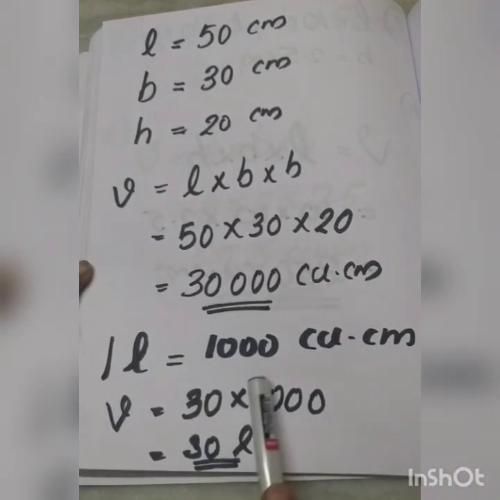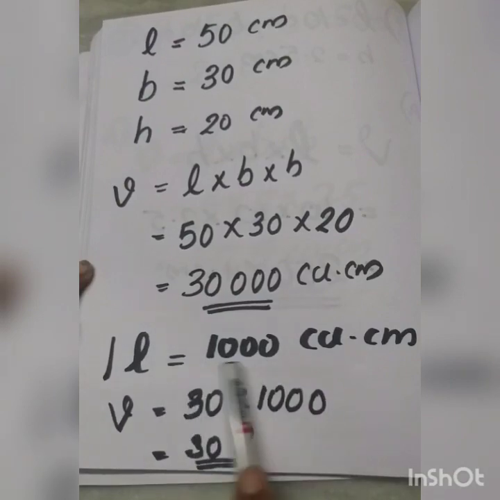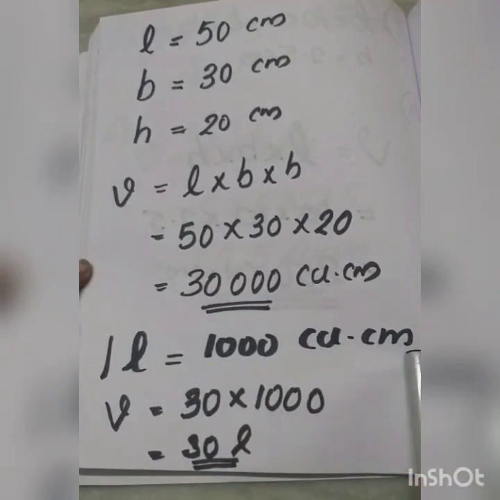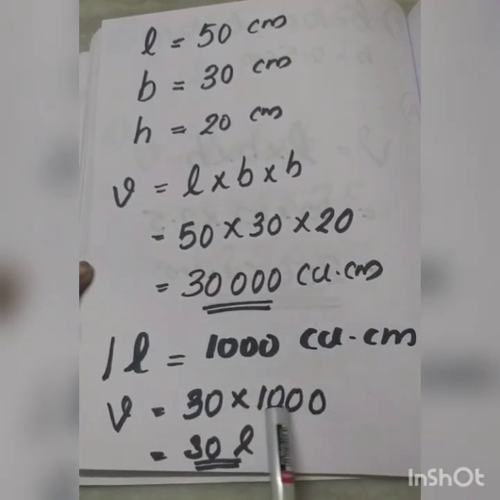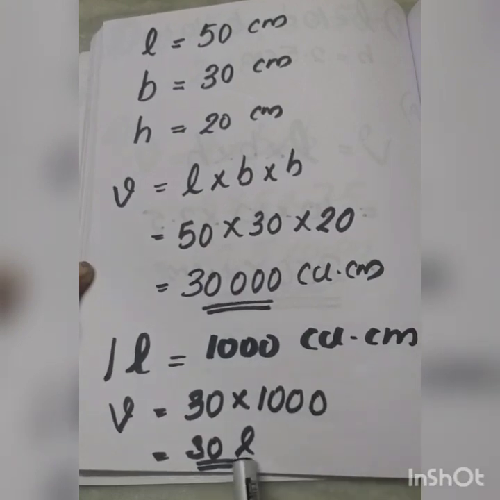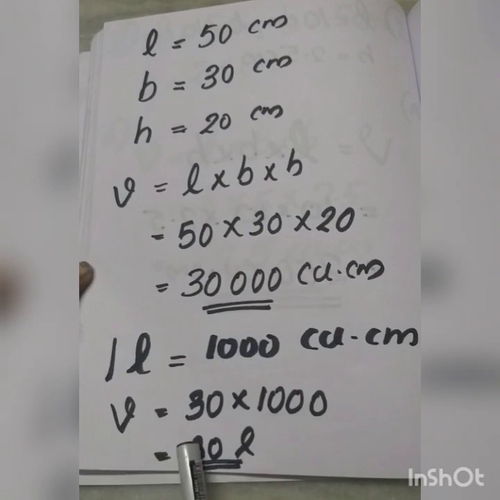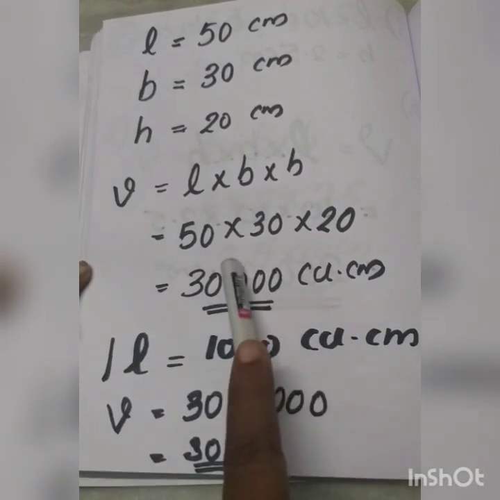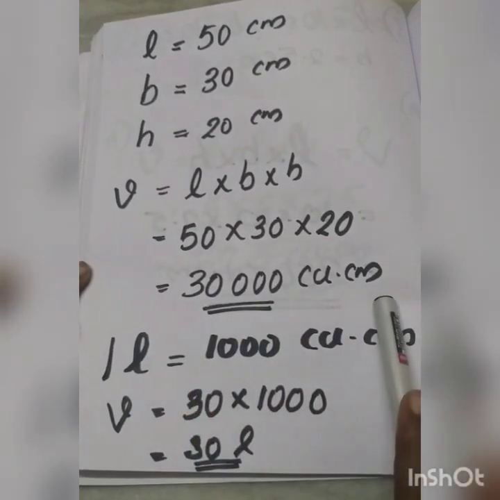Now this 1000 I can replace, isn't it? 1 liter is equal to 1000 cubic centimeters. So here I have already 1000. So this 1000 I removed and instead I can give liter. So what is the volume? That means what capacity of water can be held in this aquarium? 30 liter.